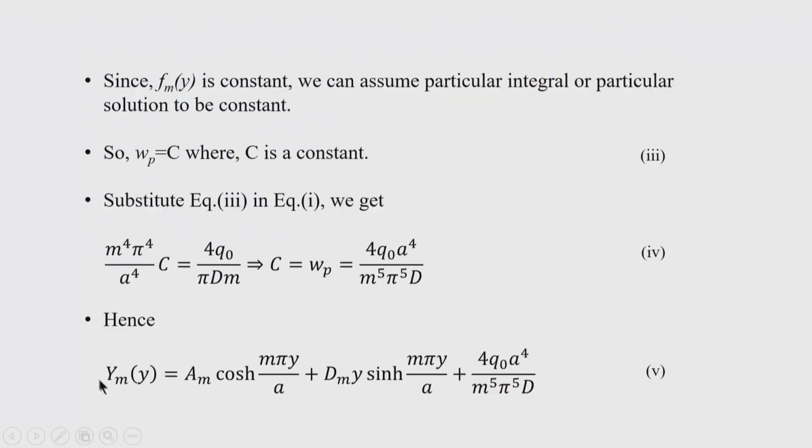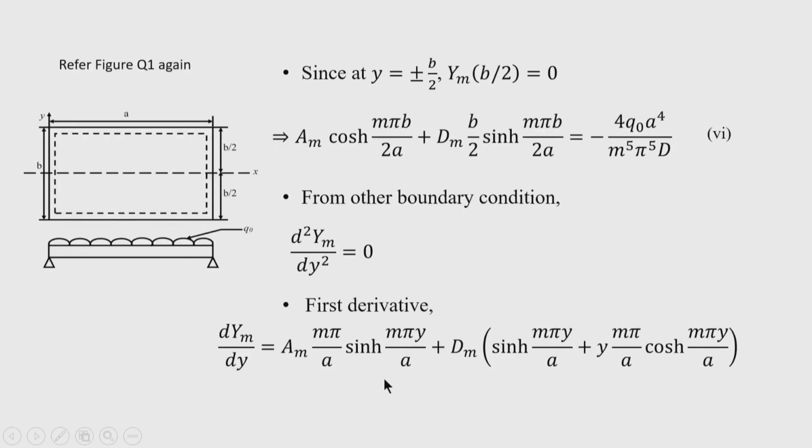Hence, the complete solution for y m y is equal to a m cos hyperbolic m pi y by a plus d m y sin hyperbolic m pi y by a plus 4 q naught a to the power 4 divided by m to the power 5 pi to the power 5 d. D is the flexural rigidity. So, now let us see how we can impose the boundary conditions. Refer to the figure of the question, the simply supported plate here again, and this is the x axis and this is the loading applied on the plate.